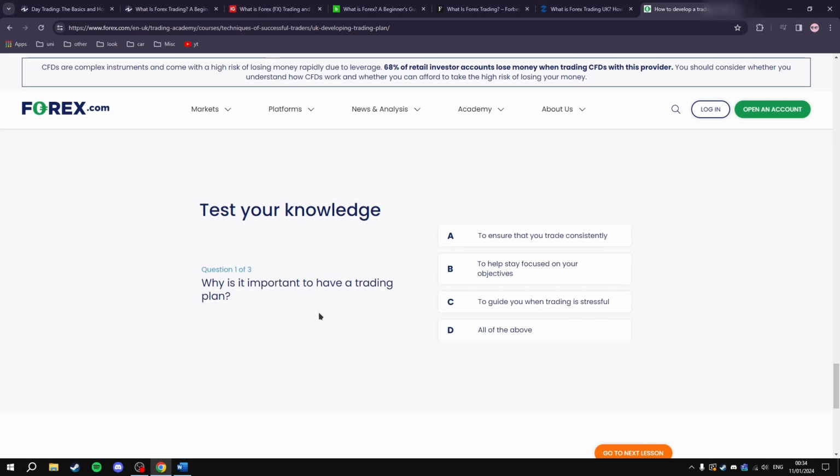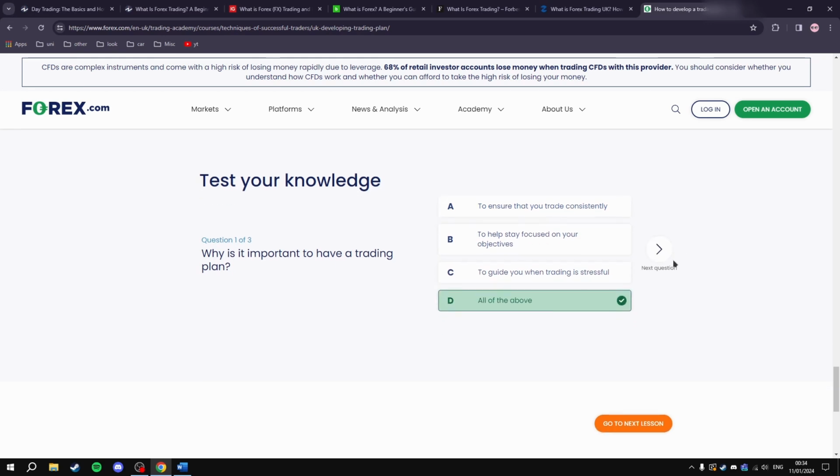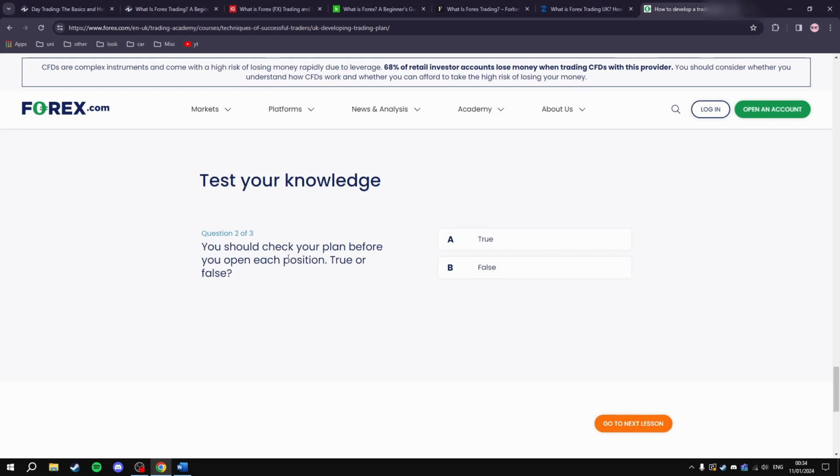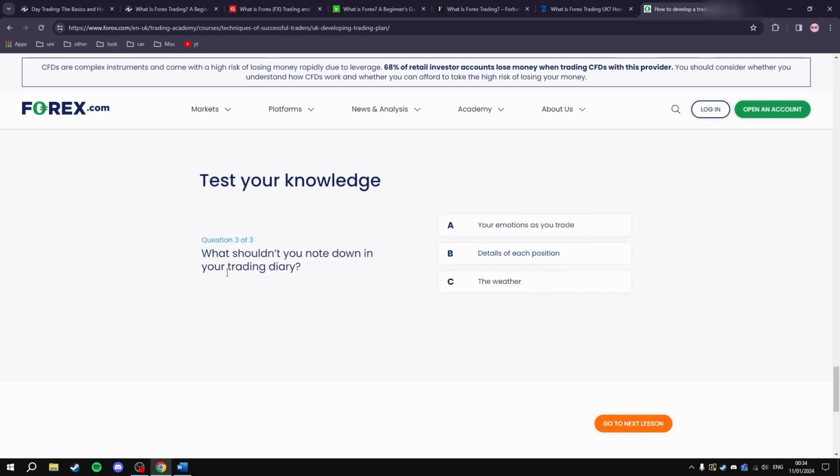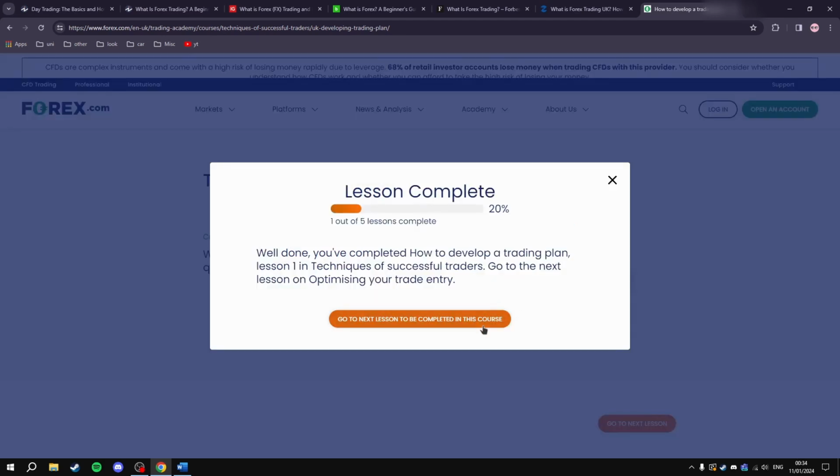Why is it important to have a trading plan? To ensure you trade consistently, to help you stay focused, to guide you when trading is stressful. All of the above. You should check your trading plan before you open each position. True or false? True. What shouldn't you note down in your trading diary? The weather.